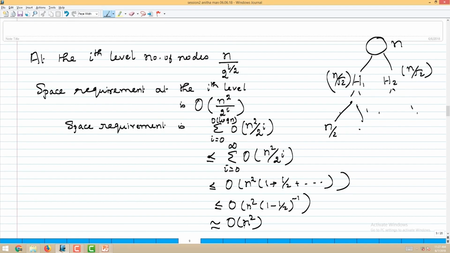A beautiful algorithm, correct. So, even to input the graph using adjacency matrix you need order of n square space, that same space itself you can complete the process, okay.